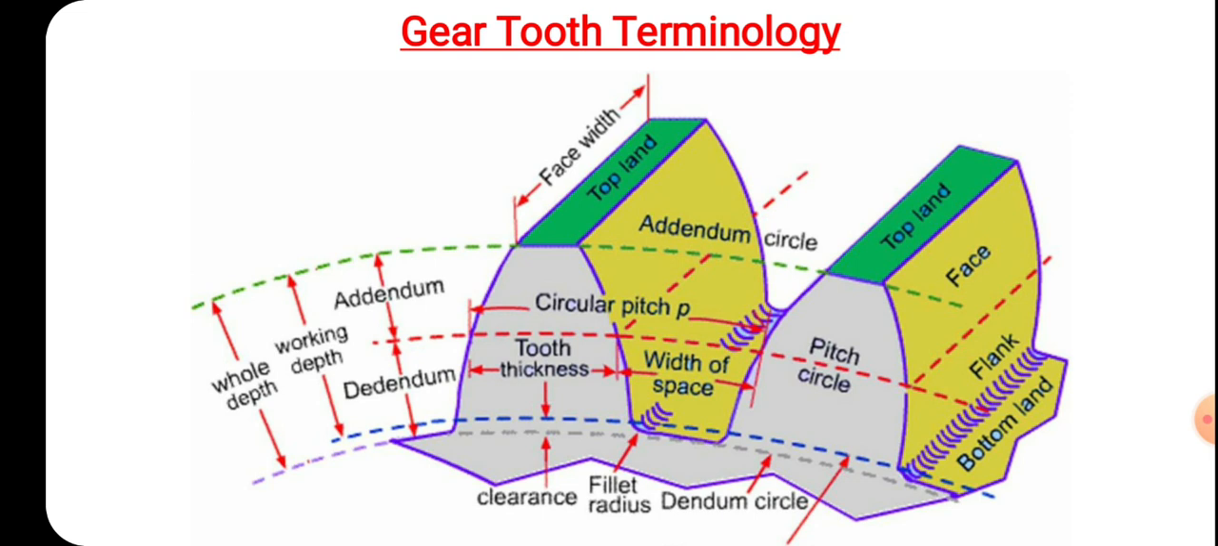Then tooth thickness, it is the width of the tooth measured along the pitch circle. Then your face of tooth. So it is the surface of the gear tooth above the pitch surface. And what is flank? It is the surface of the gear tooth below the pitch circle. Then you can see the top land. So it is the surface of the top of the tooth. Then face width. It is the width of the gear tooth measured parallel to its axis.